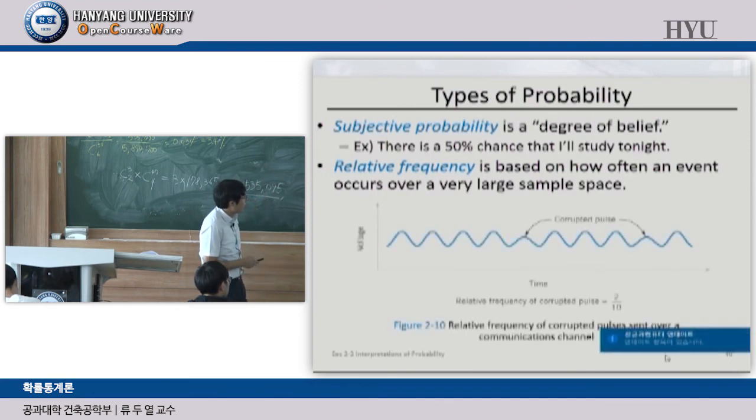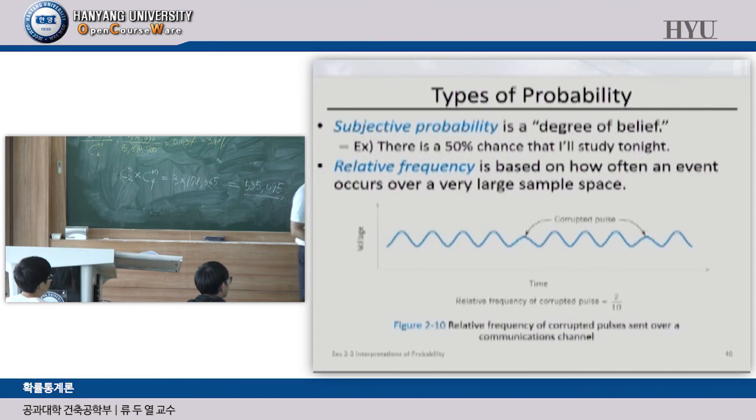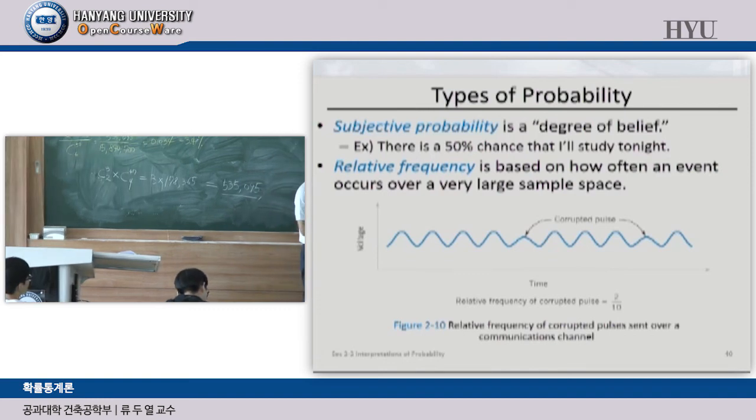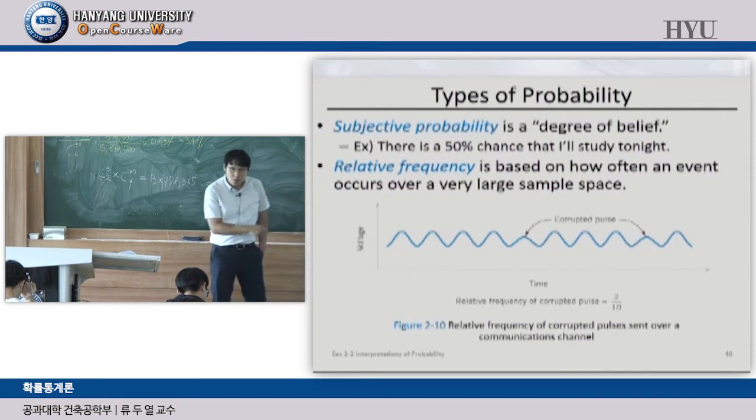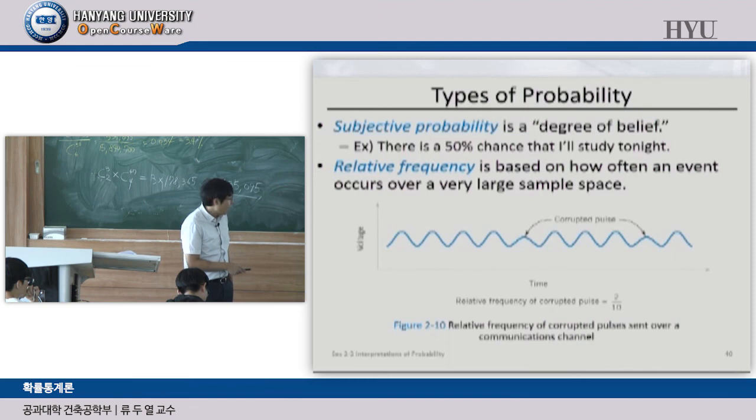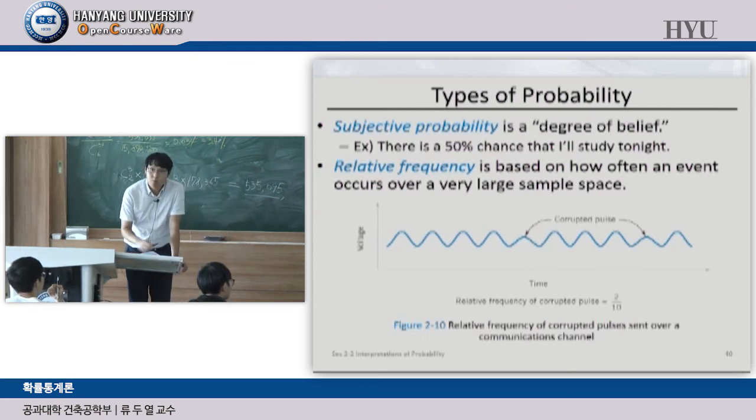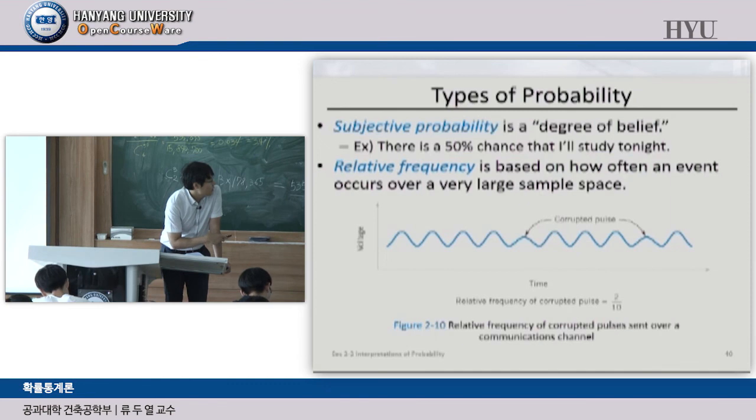And this is a typical example to explain relative frequency. This is the relationship between the voltage and time. And as you can see, we have 2 corrupted pulses here. The corrupted pulse indicates the pulse with smaller magnitude. And we have a total of 10 pulses here: 1, 2, 3, 4, 5, 6, 7, 8, 9, 10. And we have 2 corrupted pulses. So in that case, what is the relative frequency? The relative frequency of the corrupted pulse will be 2 divided by 10, right? So that will be 20%. So the relative frequency is based on the previous data. So that is the difference from the subjective probability.